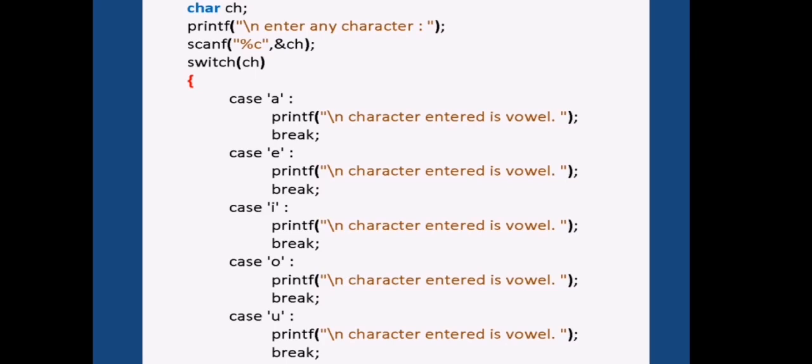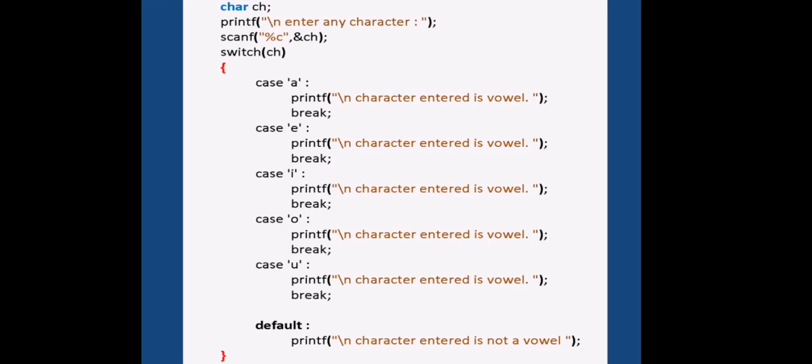We enter any character. With scanf, we are getting input from the user, and then the switch is on ch, the variable we declared. Whatever value the user gives, that case will be performed. Even if the given value is not an appropriate one, it will show the default case. It keeps checking all the cases, and only then does it know that the value is not there in any case. So it goes to default.